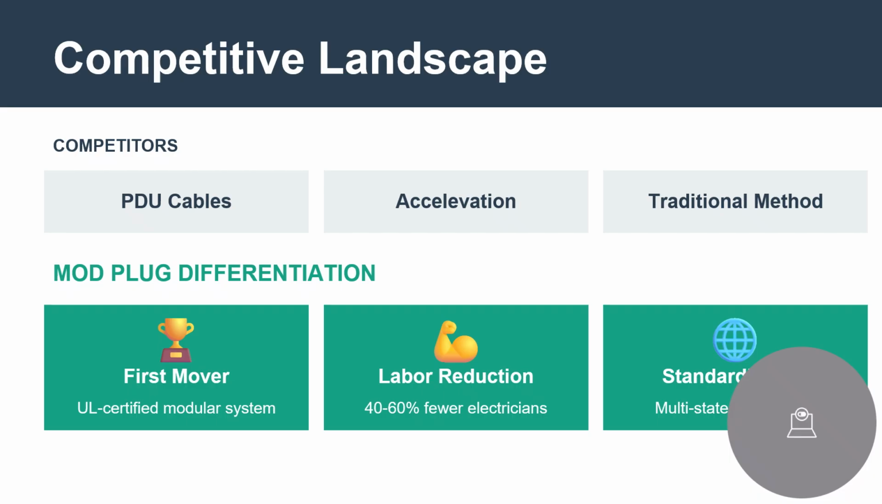Our differentiation centers on three points. We're modular and certified, we significantly reduce labor requirements, and we provide standardization across jurisdictions. This combination is unique in the market. Now, applying the optimal distinctiveness framework from class, we're in an interesting position. The market is currently fragmented with lots of custom solutions, which creates an opportunity for a more standardized approach. We're not trying to be just another custom solution. We're creating a new category of certified modular systems.